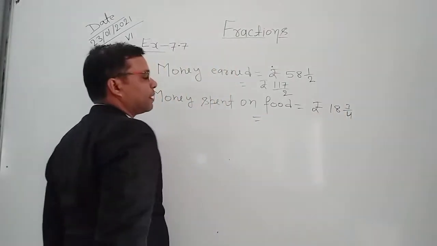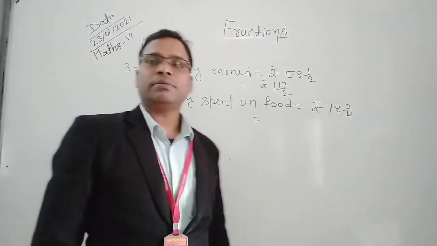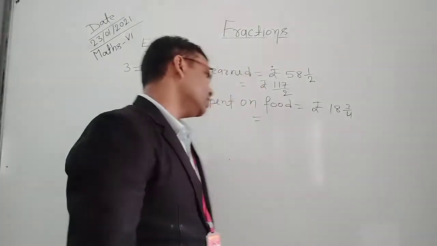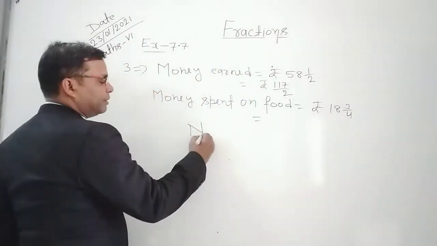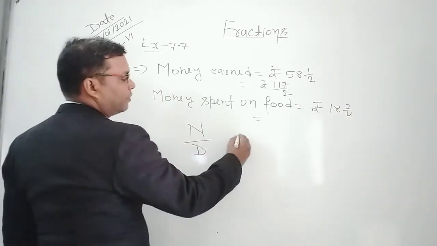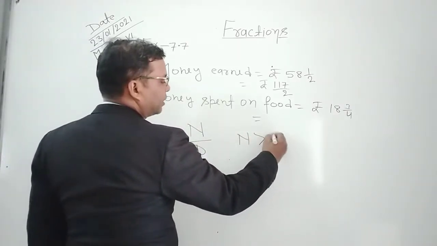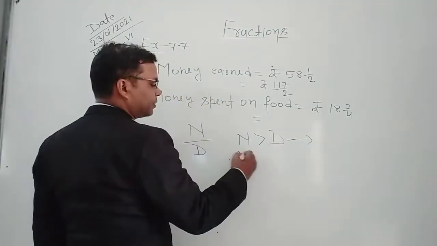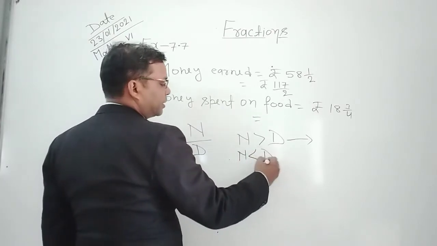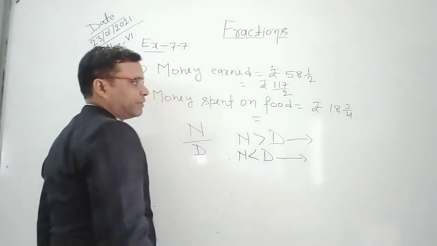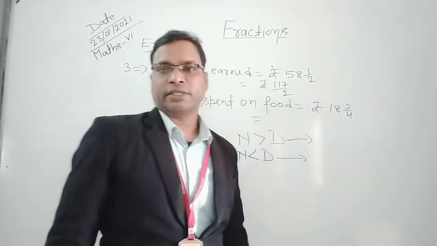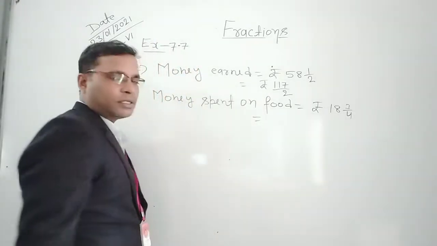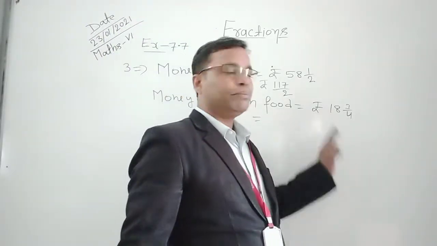If you convert it into an improper fraction, you know very well the types of fractions: proper, improper and mixed fractions. Okay. So a fraction is in the form numerator by denominator, where the numerator is greater than the denominator. This is an improper fraction. And when the numerator is less than the denominator, this is a proper fraction. And this part is called a mixed fraction. Okay. I hope all of you know it. Now, this is the mixed fraction. First we change it into an improper fraction.